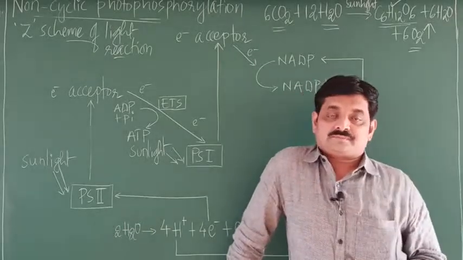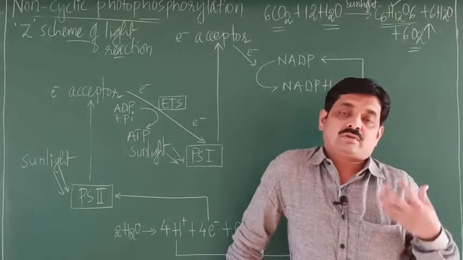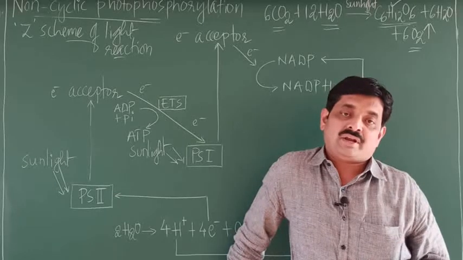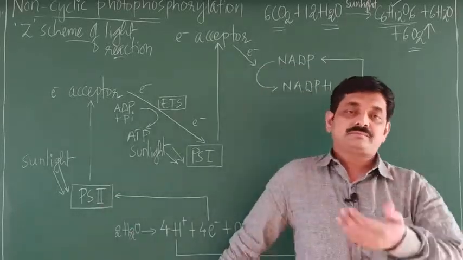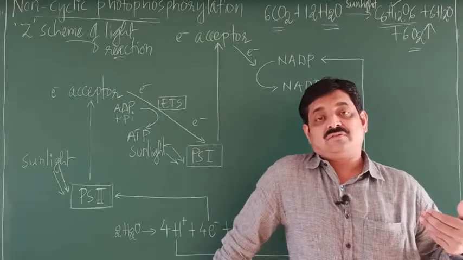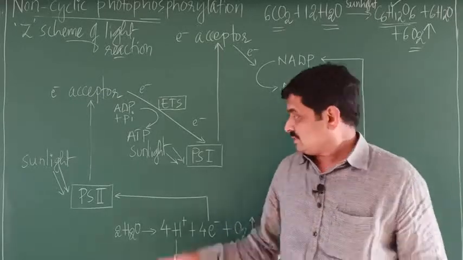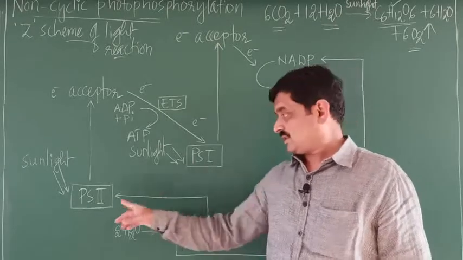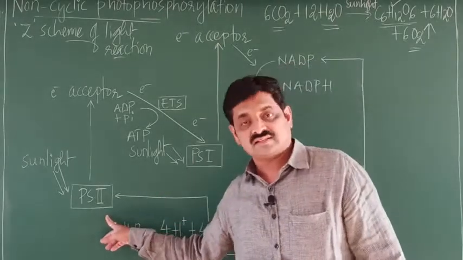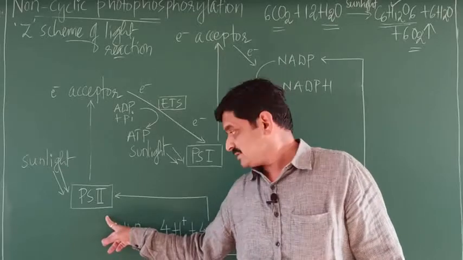Photosystem 1 is located on the outer surface of the thylakoid membrane. Photosystem 2 is located on the inner surface of the thylakoid membrane. Here the reaction center is P700. Here the reaction center is P680, right?